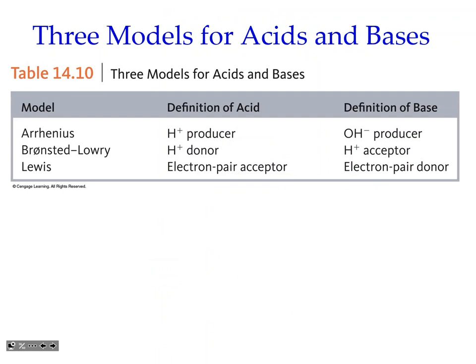All right, here's a chart that compiles all 3 models or definitions for the acids and bases. Arrhenius produces hydrogen in solution, hydroxide in solution for the acid-base definition. Bronsted-Lowry: proton donor, proton acceptor. Lewis: acid is an electron pair acceptor, base is an electron pair donor.